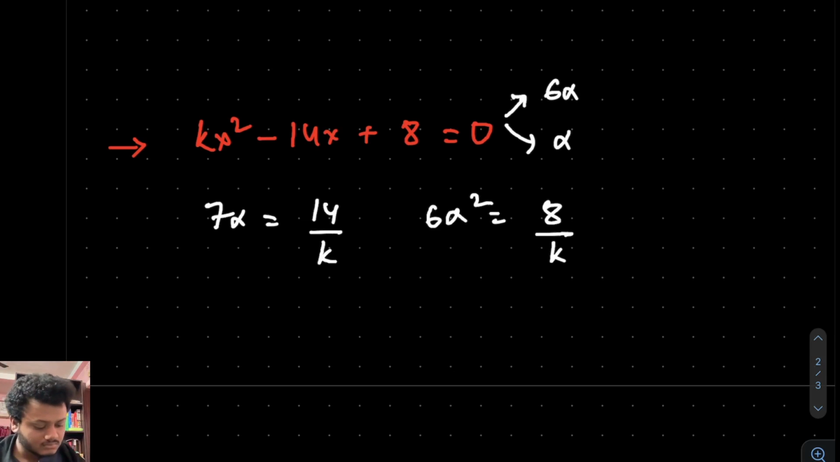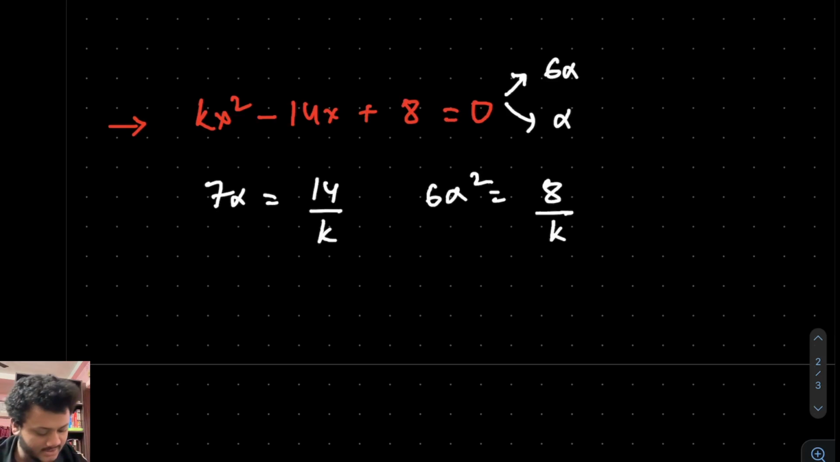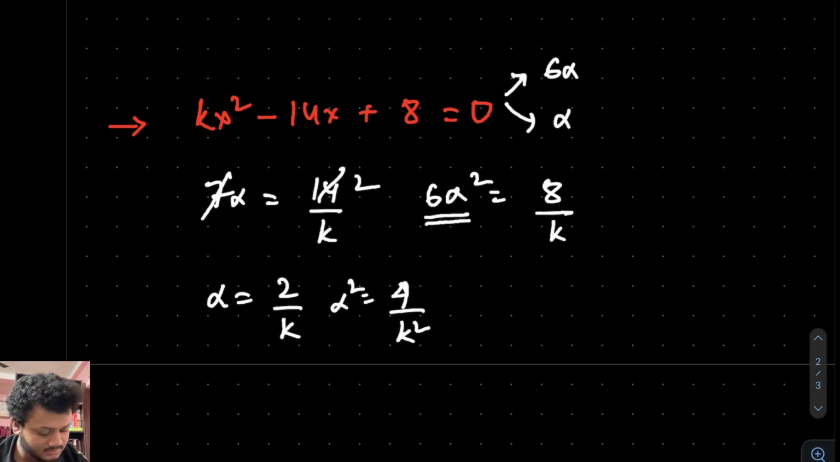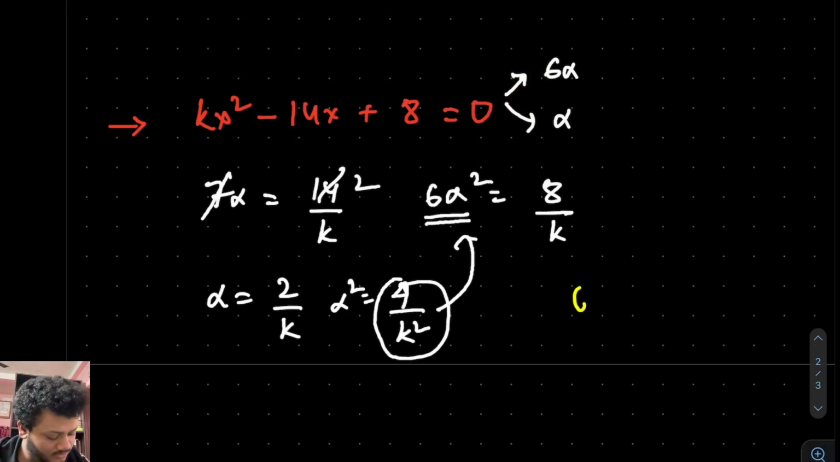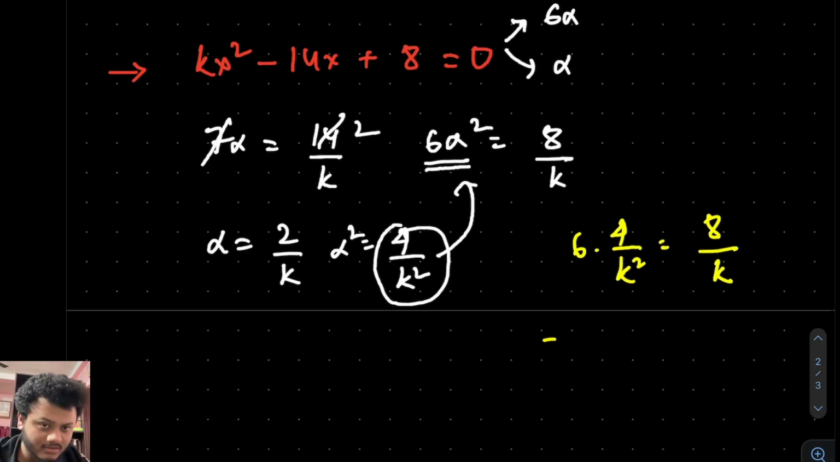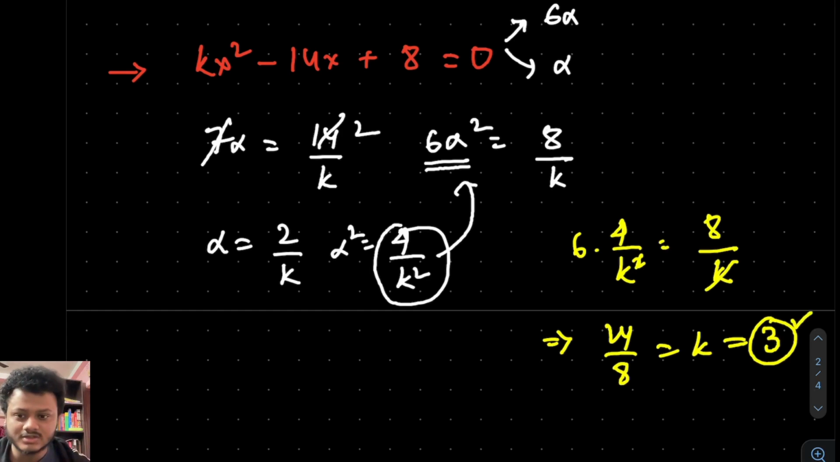Okay, now we can take really simple steps to find k. What we will do is replace this alpha square with k. So we get that alpha is equal to 2 by k, by dividing this. So alpha square is equal to 4 by k squared. So we put this in this expression. When we put this, 6 into 4 by k squared equals 8 by k. So then we get the final expression, where k gets cancelled: 24 by 8 equals k, and k is equal to 3. So this is the solution.